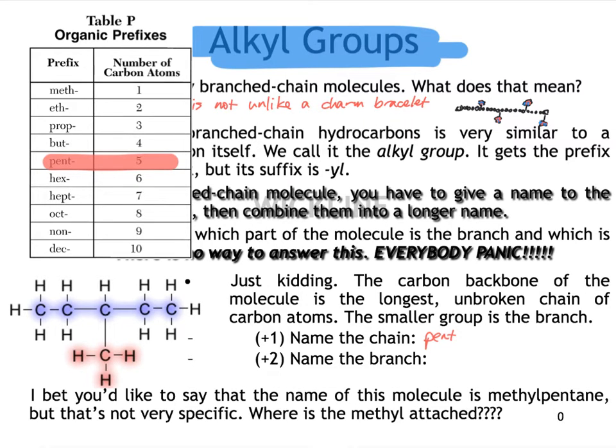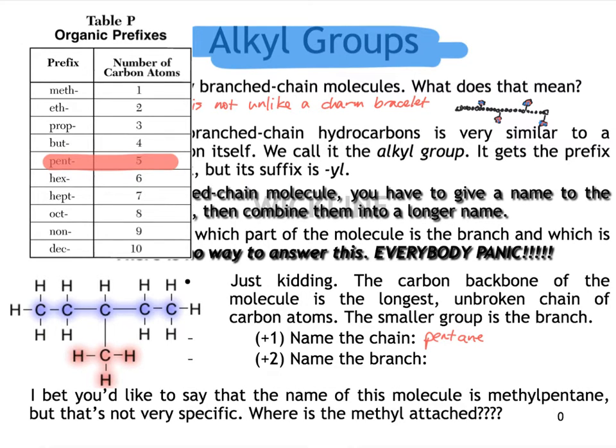And the last part of that is going to be an ane. And the reason is because we have all single bonds between these carbons. So we'll just say pent-ane. The ane, again, is reflecting all the single bonds.